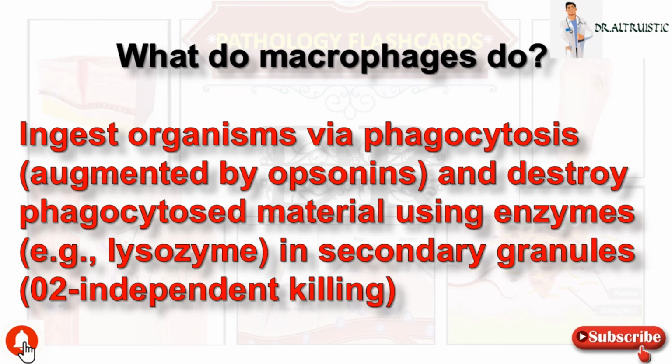What do macrophages do? They ingest organisms via phagocytosis, augmented by opsonins, and destroy phagocytosed material using enzymes, e.g., lysozyme, in secondary granules, O2-independent killing.